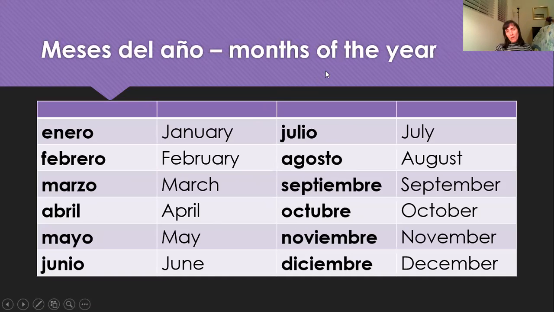So now you need to know the months of the year. Los meses del año. Repite, por favor. Enero, febrero, marzo, abril, mayo, junio, julio, agosto, septiembre, octubre, noviembre, diciembre. Notice again, the months of the year are capitalized in English, but in Spanish, they are not capitalized.